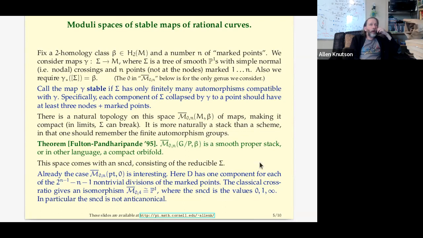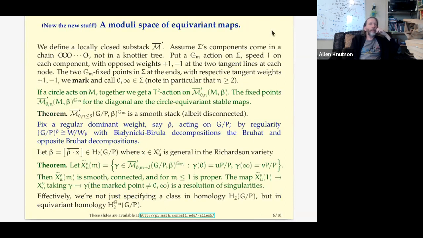Okay, so now I'm going to think about maps to G mod P, whatever my partial flag manifold is. So if you don't like general G, then think Grassmannian, or maybe even better, think flag manifold, full flags. But if you want to say the stuff with the Grassmannian, that's already interesting enough here. So I'm going to assume that my sigma is glued together from a bunch of P1s glued in a chain. I'm drawing these P1s, these are RP1s, I guess, that I'm drawing here.